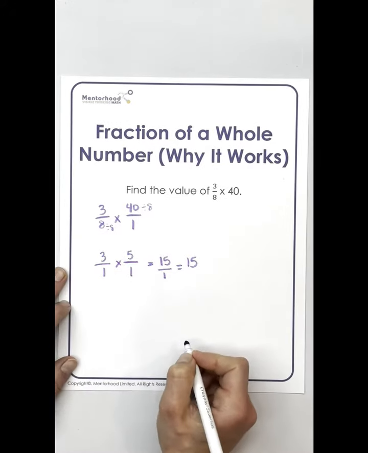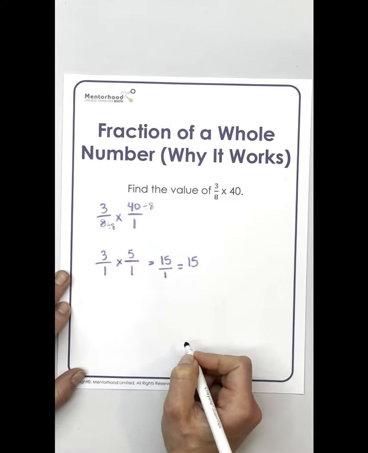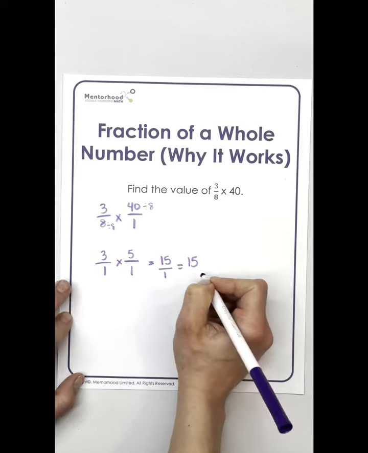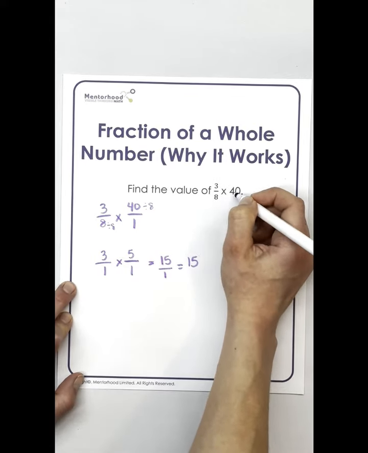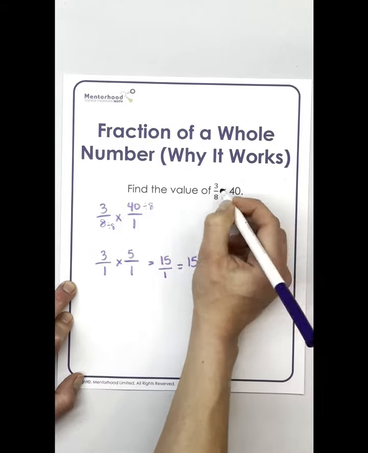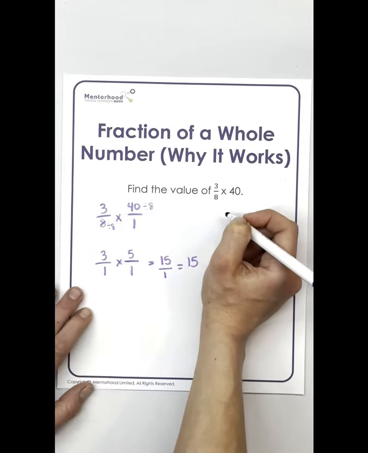Now let's look at this question from a slightly different perspective. So this is 15, right? 15 is the final answer we're going for, and we're looking for 3/8 of 40. Now 4/8 would be half of 40. 3/8 is a little bit less than 4/8, so we're looking for a number that's going to be a little bit less than half of 40.